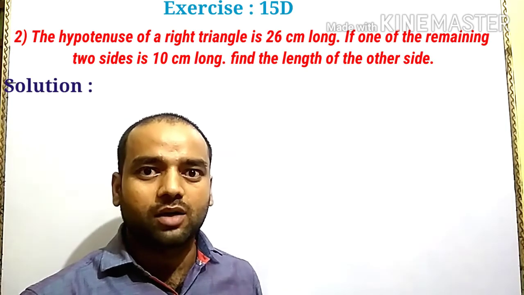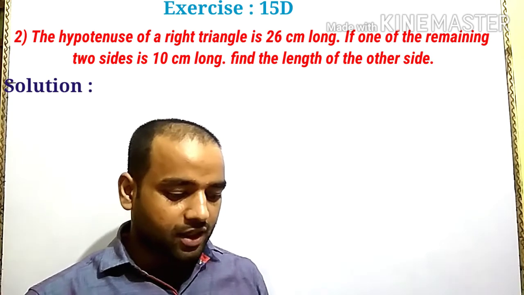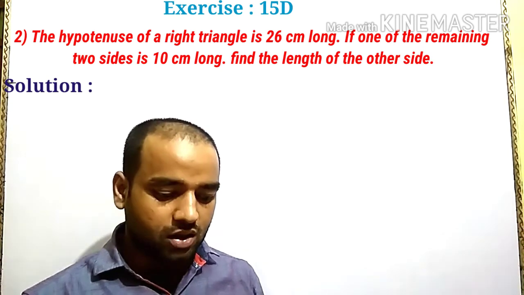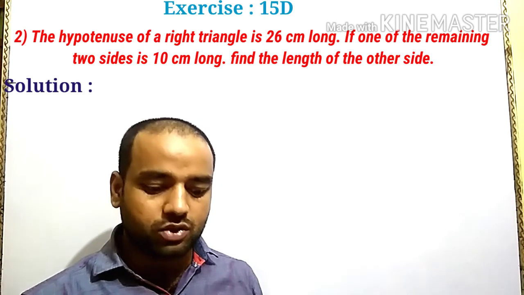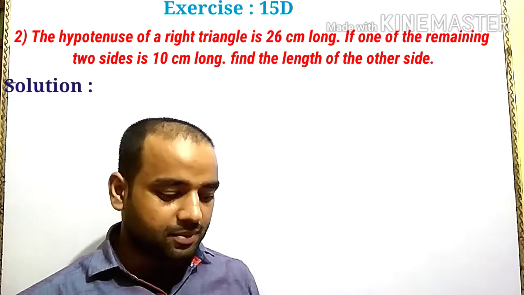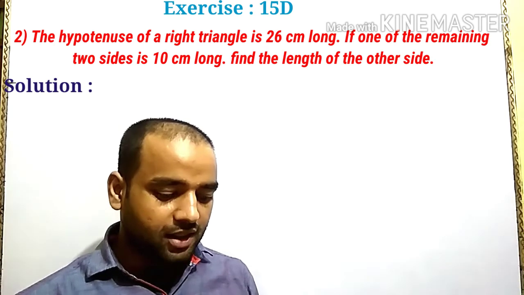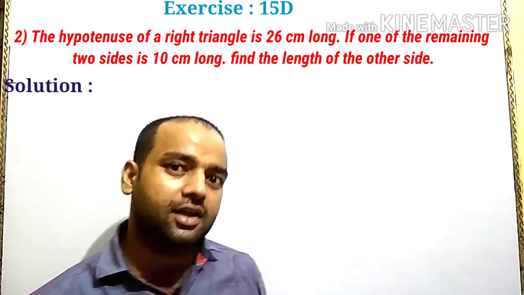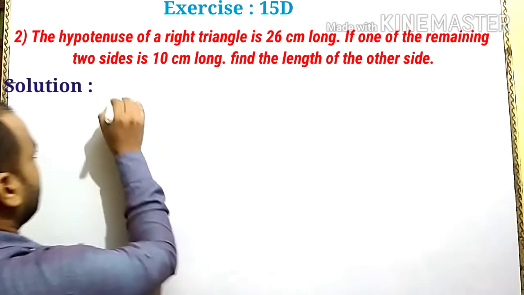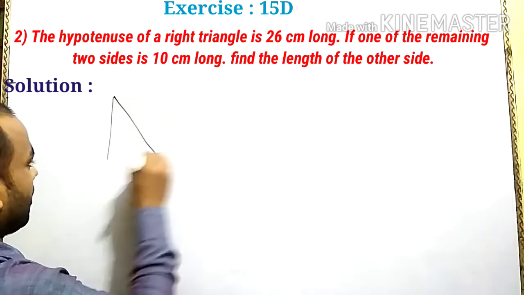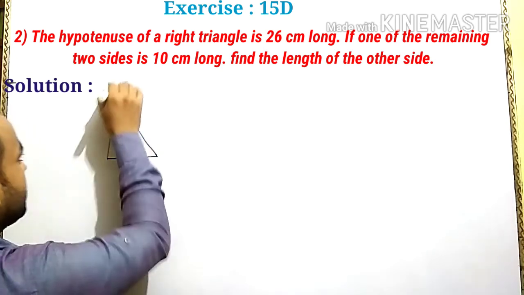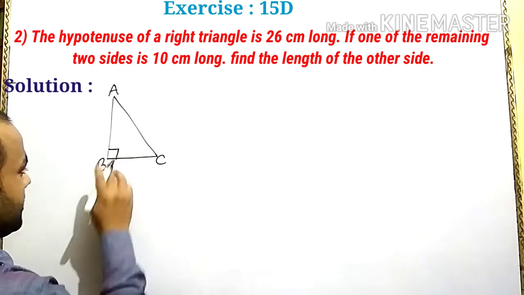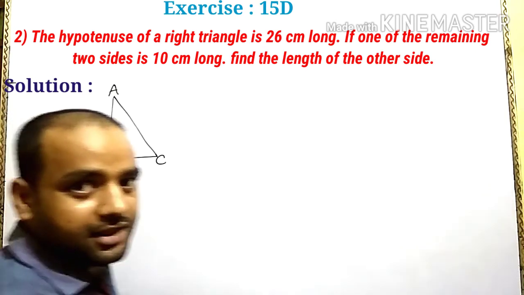In question number 1, the hypotenuse of a right triangle is 26 cm long. If one of the remaining two sides is 10 cm long, find the length of the other side. So first we draw a right triangle ABC, in which angle B is equal to 90 degrees.